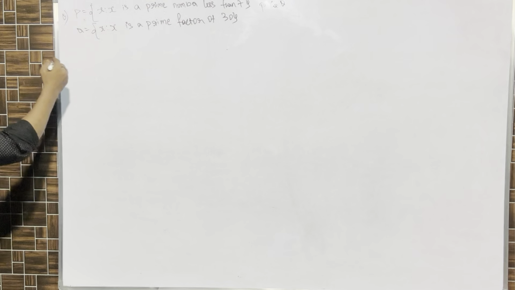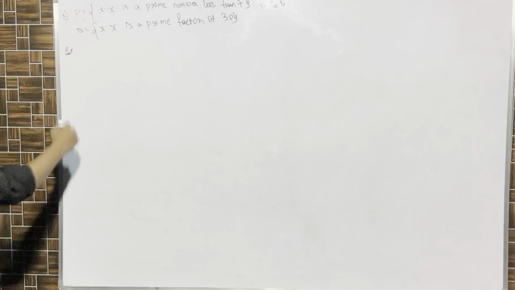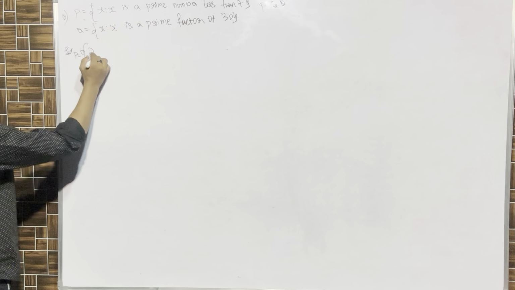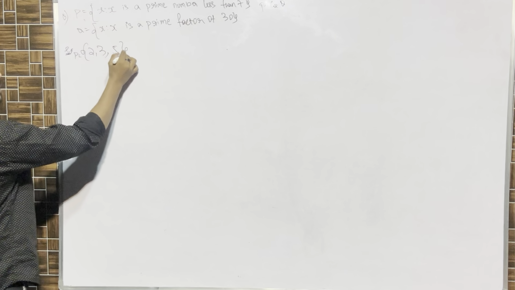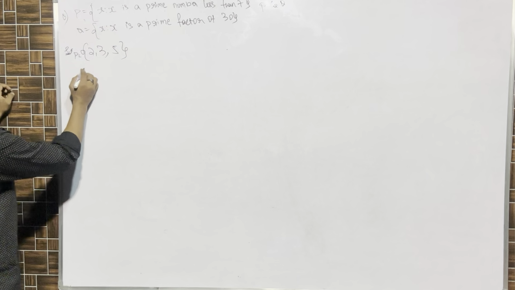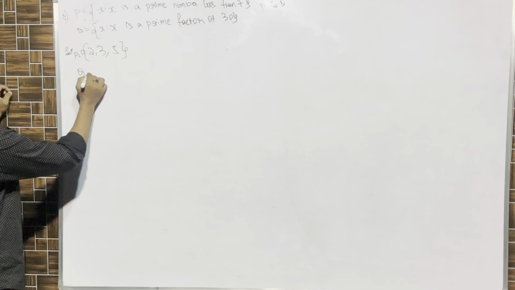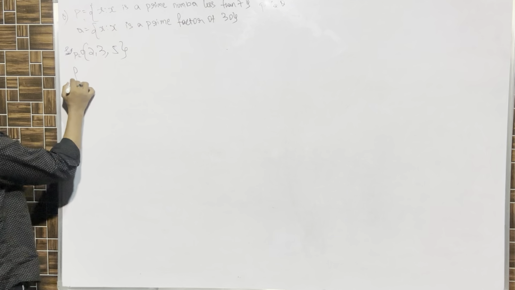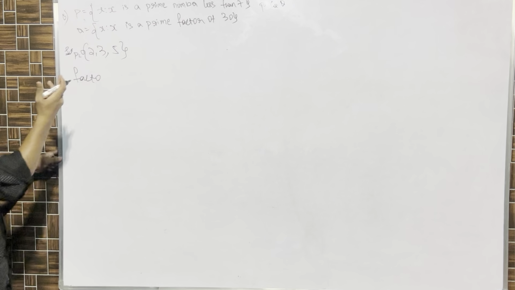First of all, we have to convert it. P: X is a prime number less than 7. Prime numbers less than 7: 2, 3, 5. Next, Q: Q is a prime factor of 30. First of all, we have to write the factors of 30. Then we have to pick out the primes.